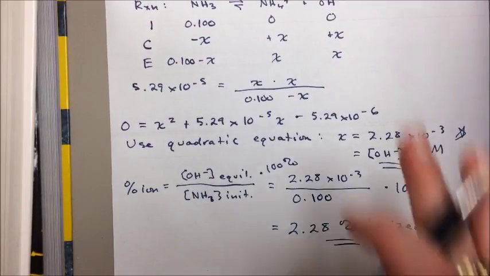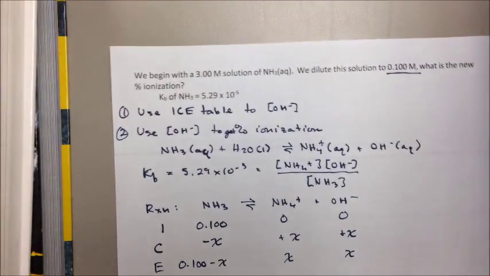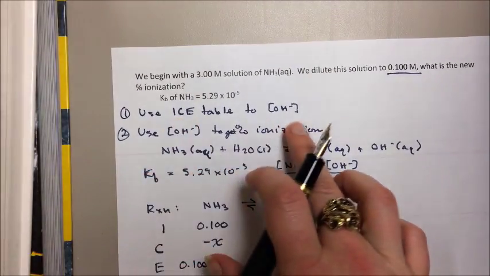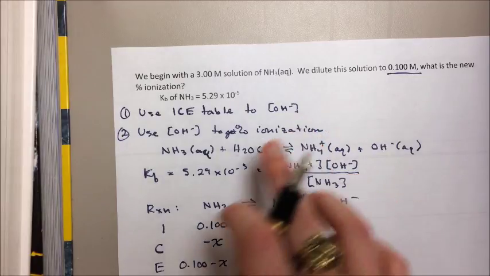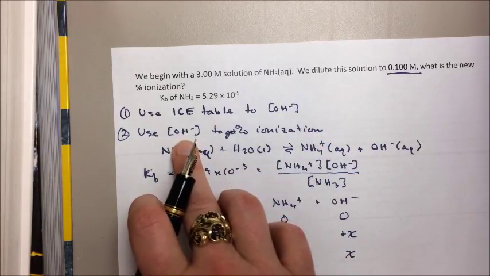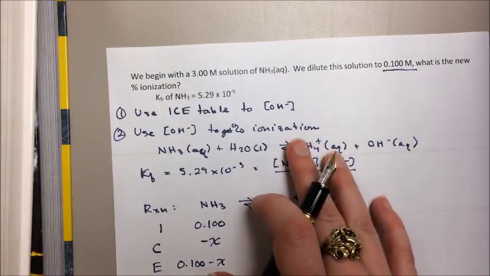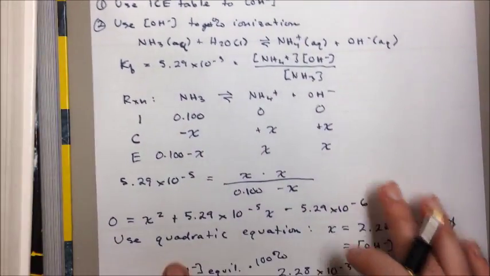So to recap, if you run into one of these problems again, you're going to start by using the ice table to get the hydroxide or the hydronium concentration that you need, and then you'll use that hydroxide or hydronium concentration to calculate the percent ionization. I hope that cleared things up.